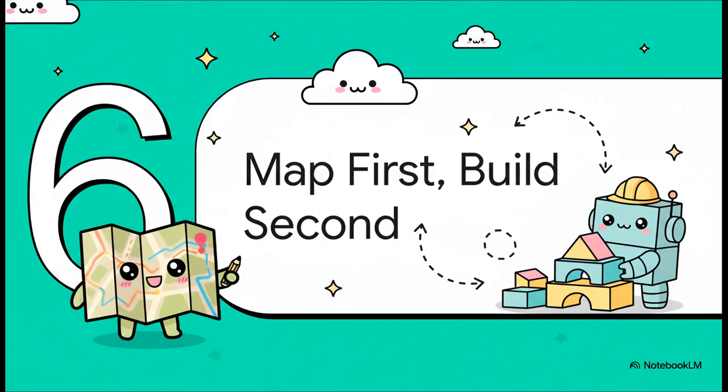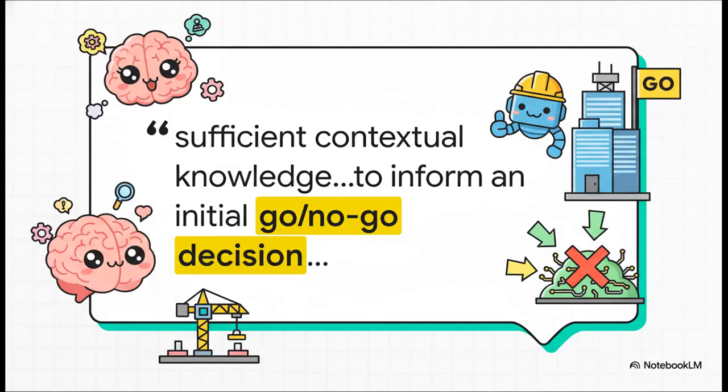Map first, build second. You know, the NIST framework itself puts it perfectly. The map function provides, and I'm quoting here, "sufficient contextual knowledge to inform an initial go/no-go decision." The stuff you produce during this phase is not just some report that gets filed away in a drawer. It is the absolute foundation for your entire project. It's what separates building AI responsibly from just building it blind.